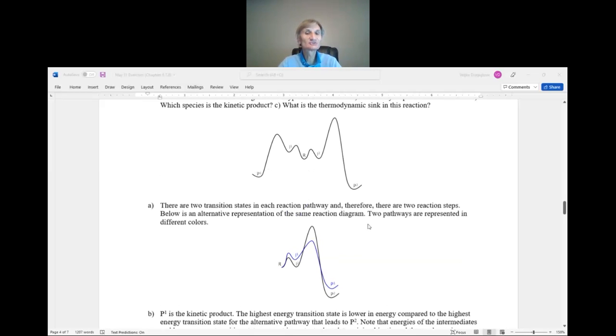And from this, you can also draw the conclusion that a short reaction time and low temperature will favor the kinetic product, because at low temperature, reactants will have just enough energy to overcome these lower energy transition states and go to product one. They probably won't have enough energy to overcome this high energy transition state. They would need higher temperature and more energy.